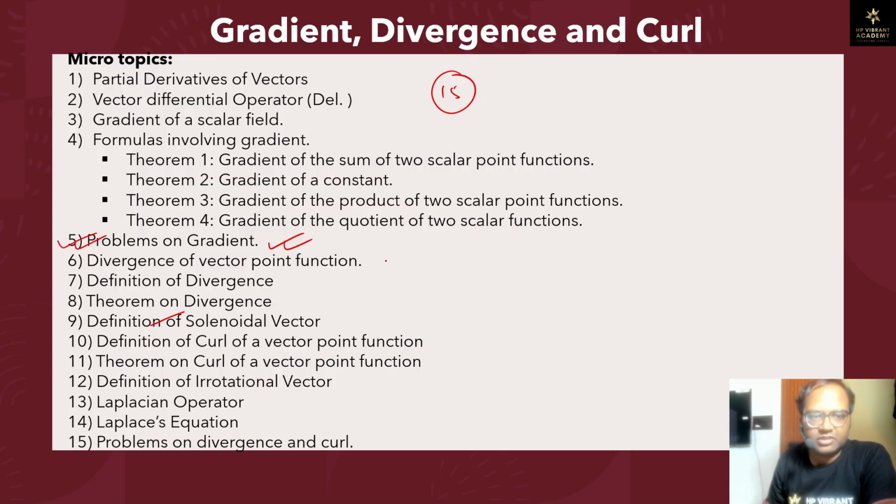In this particular lecture we will start discussing divergence of vector point function onwards. First we will discuss the divergence of vector point function. After that we will discuss definition of divergence, theorem on divergence, definition of solenoidal vector, definition of curl of a vector point function, theorem on curl of a vector point function, what is the definition of an irrotational vector, Laplacian operator, Laplace equation, and at last we will start discussing problems on the divergence and curl. So let's start our discussion.